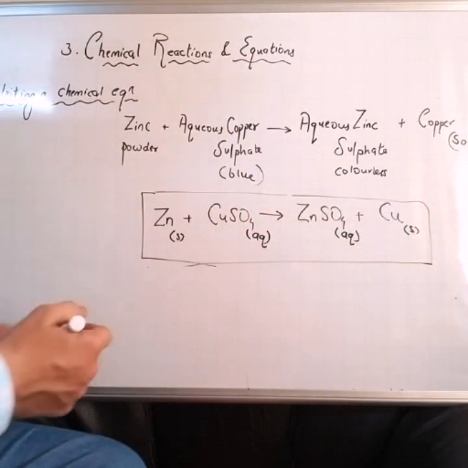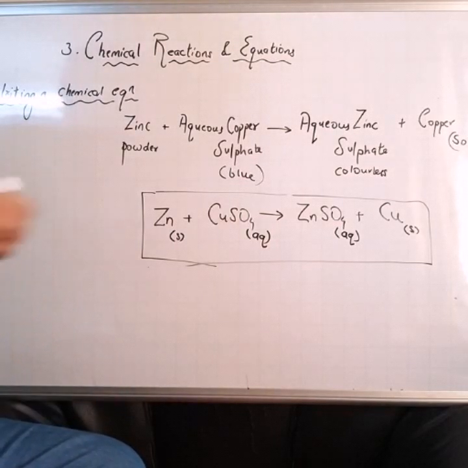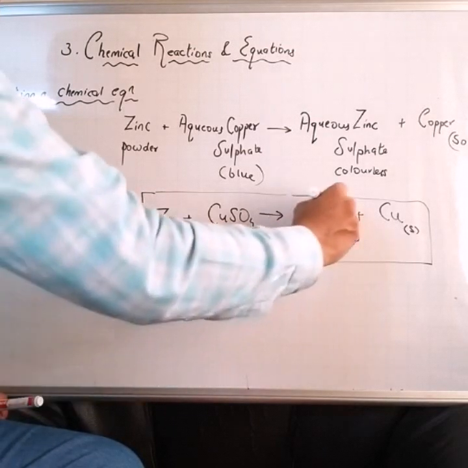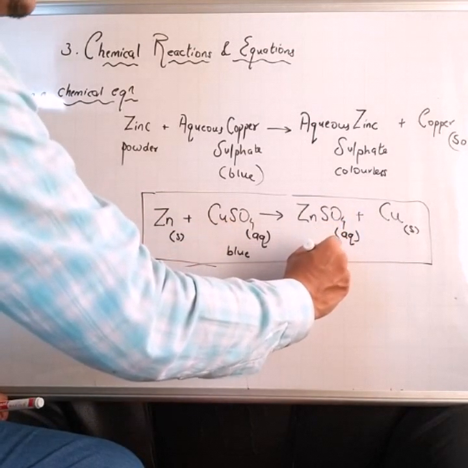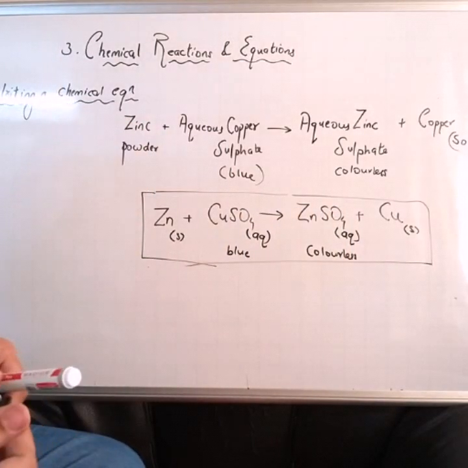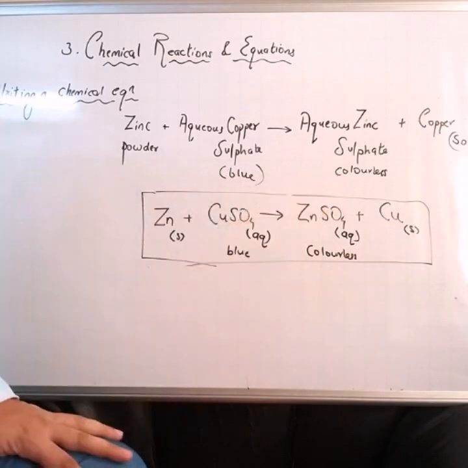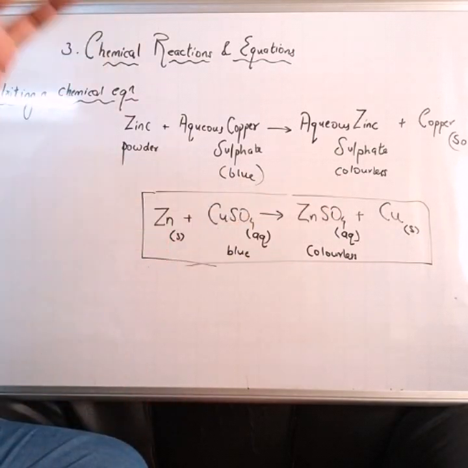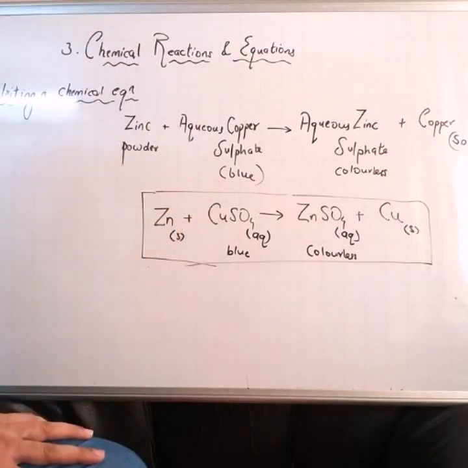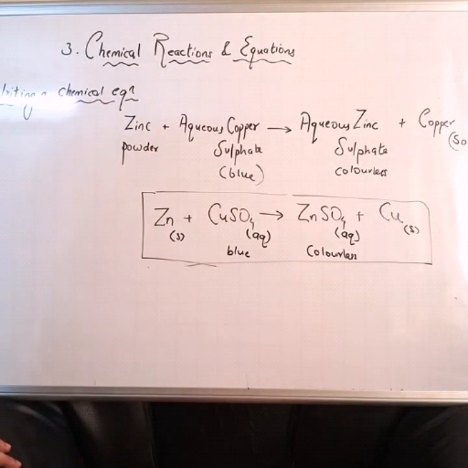Now some more things you can add here, like the copper sulfate solution was blue, so you can mention here that it was blue, and then it turned into what? Colorless. This is one example I have taken to make you understand how we write a chemical equation. Now let us understand the requirements for writing a chemical equation. What are the steps required for writing a chemical equation?